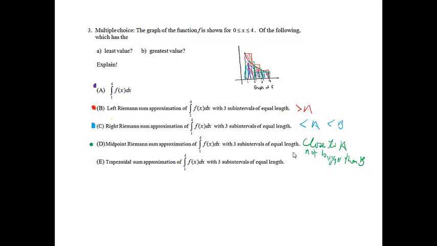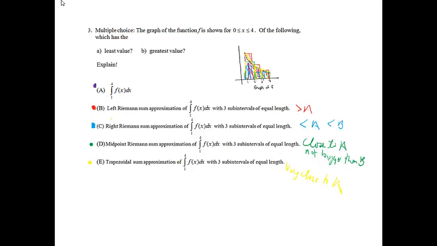Alrighty, and then E, the trapezoidal approximation. Right, a trapezoidal approximation, remember, will connect the 2 endpoints, and then we'll make trapezoids. So notice that one's very close to the actual area, which is the area of A.